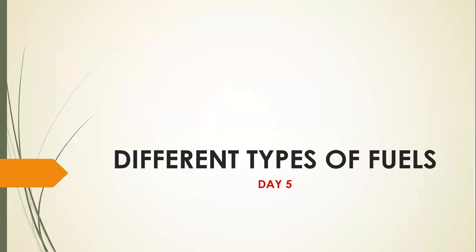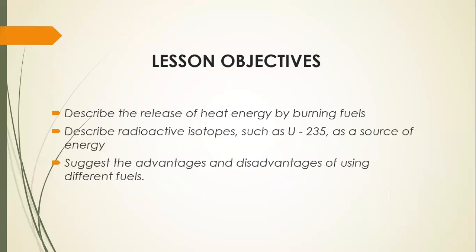So the next topic, the fifth lesson, we were discussing the different types of fuels. We are already familiar with the different petroleum resources, hydrogen as a fuel, then radioactive fuels like uranium. So let's see what are the advantages and disadvantages of each category of fuels. Now see, the objectives: describe the release of heat energy by burning fuels, radioactive isotopes, advantages, and hydrogen as a fuel, advantages and disadvantages of using these fuels.